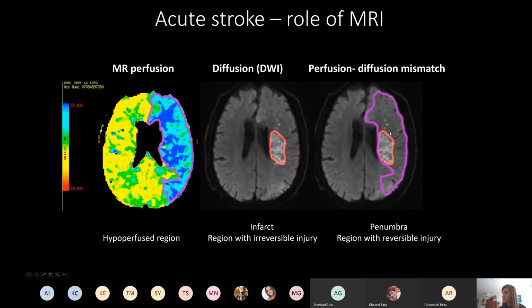The difference between the two is called perfusion-diffusion mismatch. This area between these two lines is the area that you can actually save with therapy, and that's called the penumbra. In some centers they perform this before treating the patient, so they can know if it's worth treating the patient or if it's already too late and it will not help at all. So the penumbra shows you the region with reversible injury, and I saw questions like this in the exam.